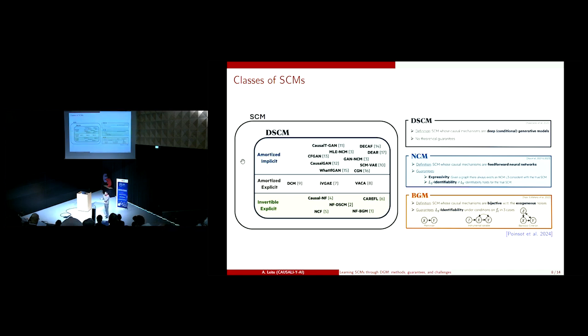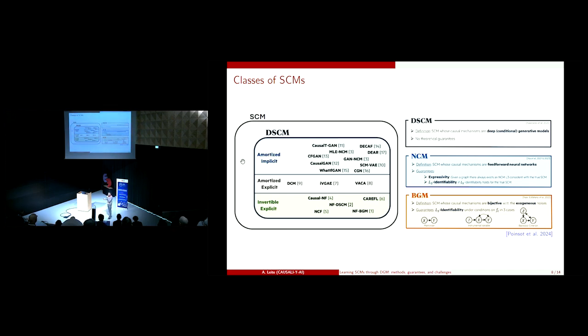And the BGM will be the class of all the methods that assume that the noise is bijective. Okay, the mechanisms are bijective. And the guarantee, they say, okay, I can provide some guarantee related to answering counterfactual questions, the more challenging one. When I'm dealing with the Markovian, that means that X directly causes Y.